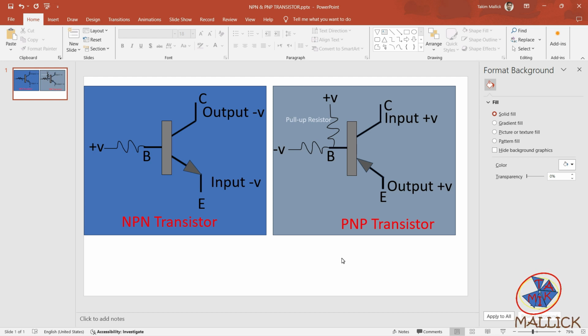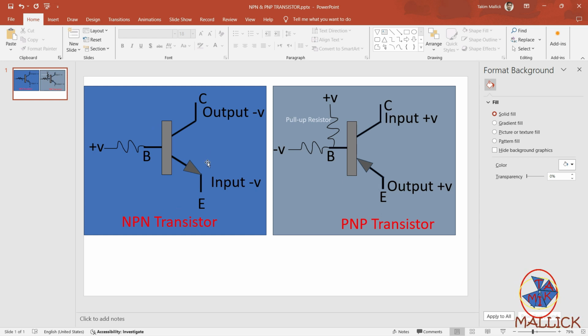In this video I'm going to talk about the transistor. A transistor is a semiconductor device. Using a transistor you can amplify and switch electrical signals and power. There are two types of transistor, NPN and PNP. As you can see in the picture, this is an NPN transistor and this is a PNP transistor.